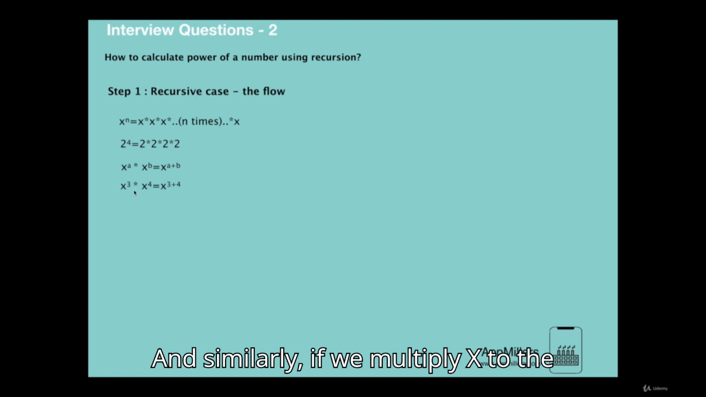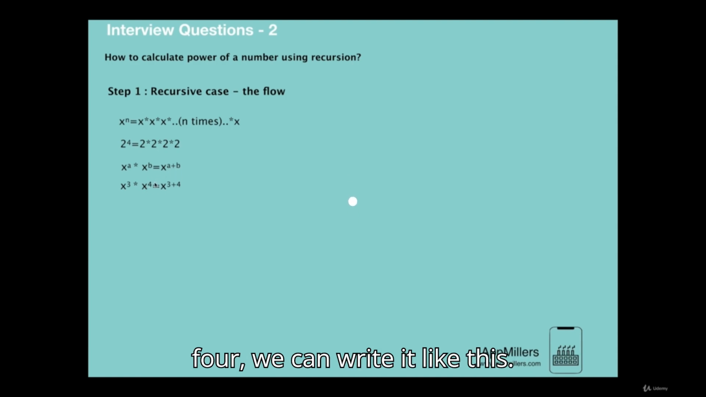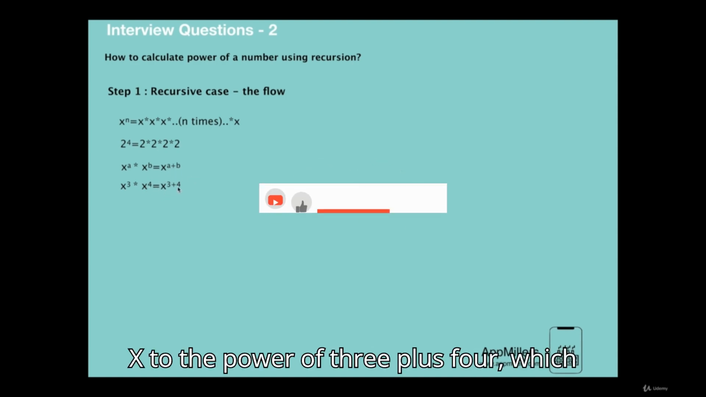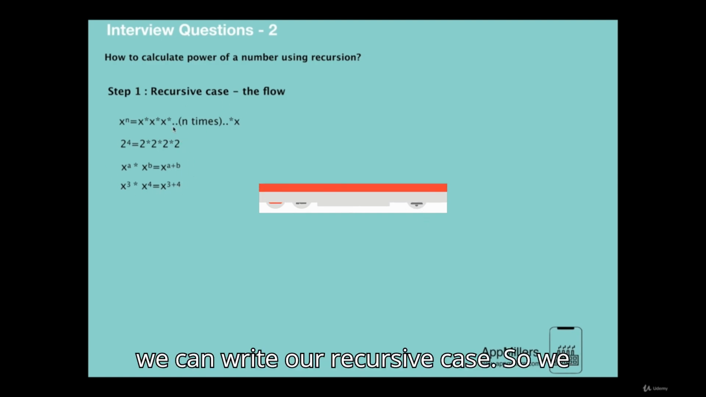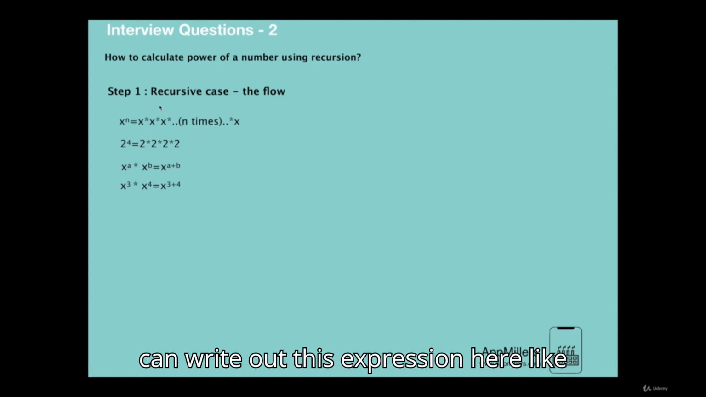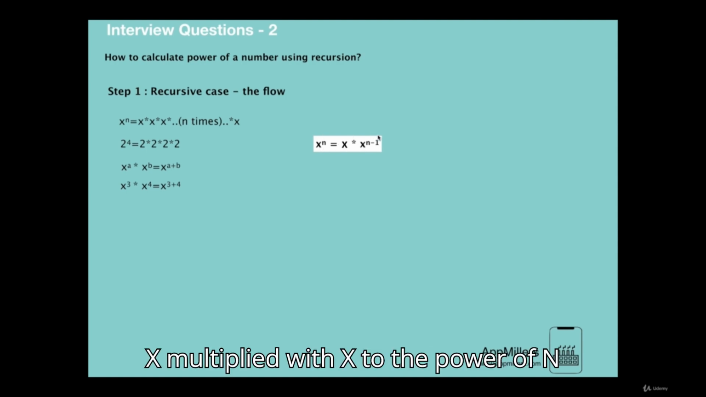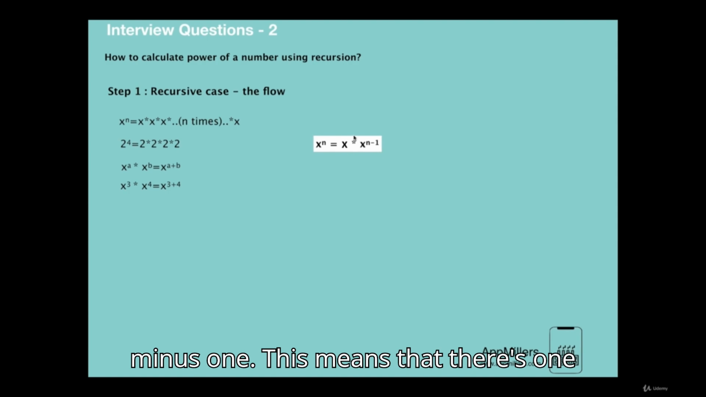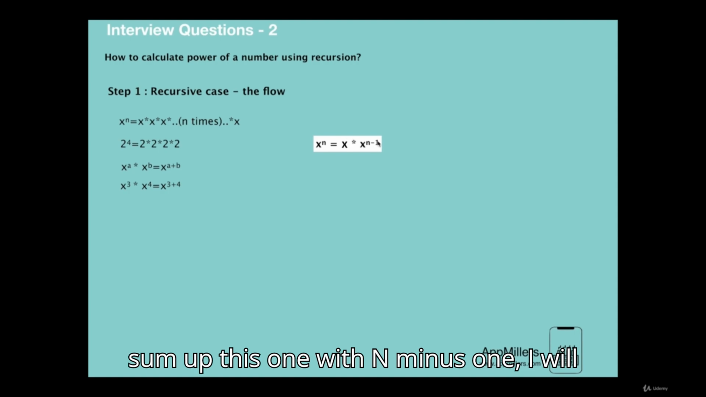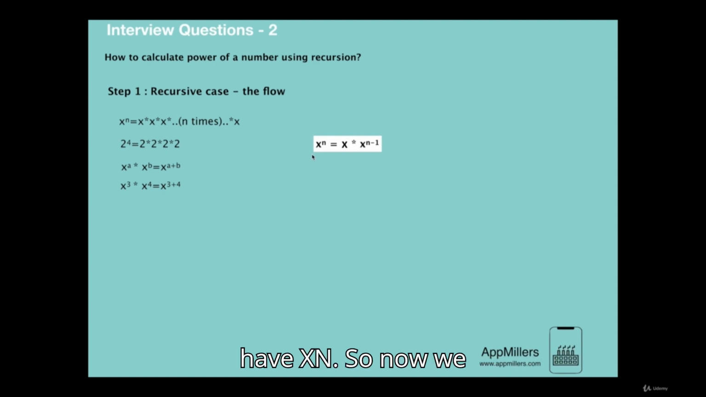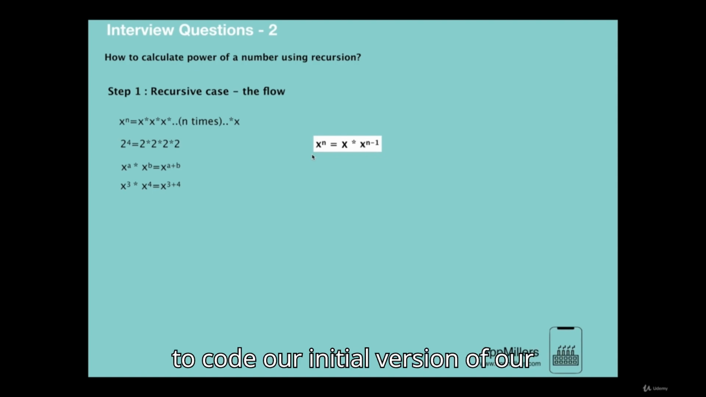And similarly, if we multiply x to the power of 3 with x to the power of 4, we can write it like this, x to the power of 3 plus 4, which is 7. So based on these conditions, we can write our recursive case. So we can write this expression here like this. X to the power of n equals x multiplied with x to the power of n minus 1. This means that there's 1 over here. So if I sum up this 1 with n minus 1, I will have xn. So now we have our recursive case. We can continue to code our initial version of our function.